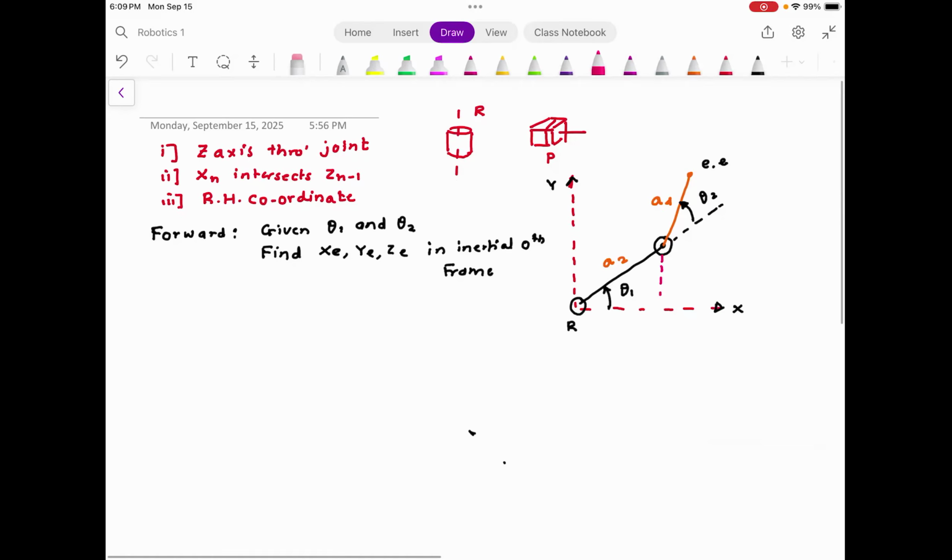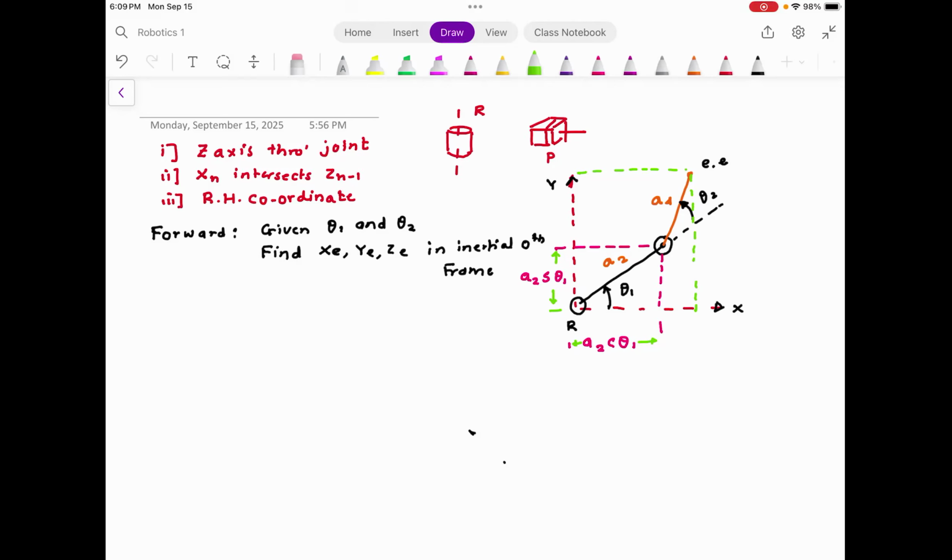So I'm going to draw a vertical line and a horizontal line. You agree with me, this is going to be A2 cosine theta 1, and this is going to be A2 sine theta 1. Do you agree with me? So I have A2 cosine theta 1 and A2 sine theta 1. I need to find the projection of link A4 on X, and the projection of link A4 on Y.